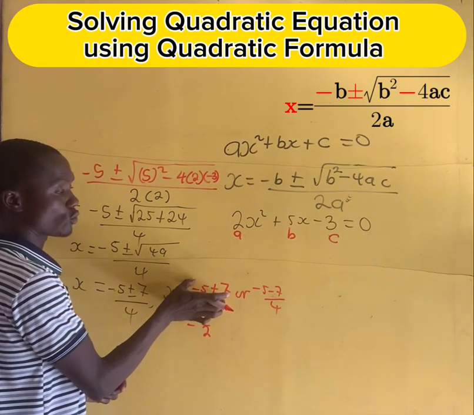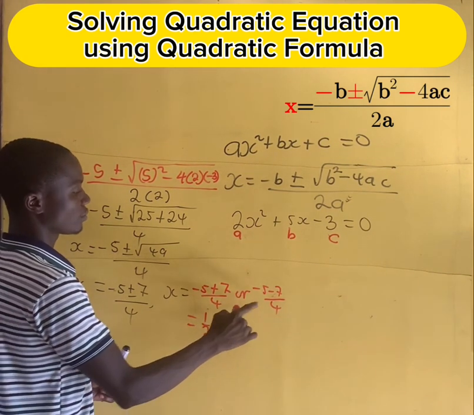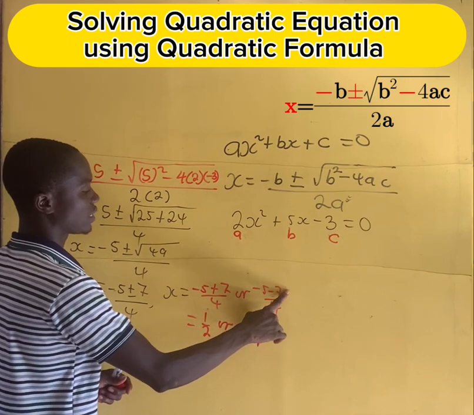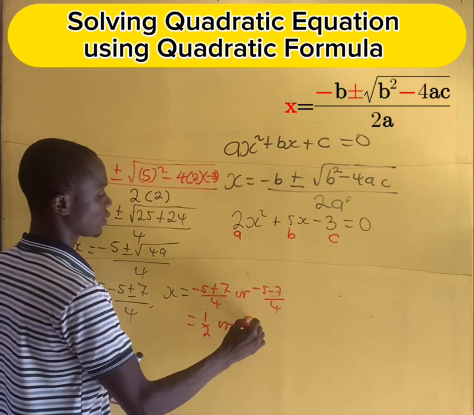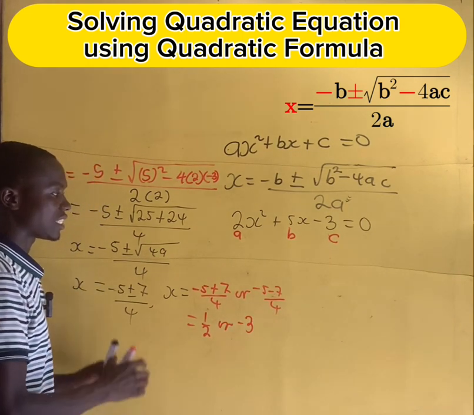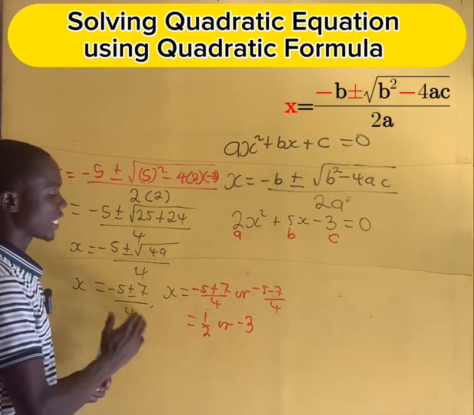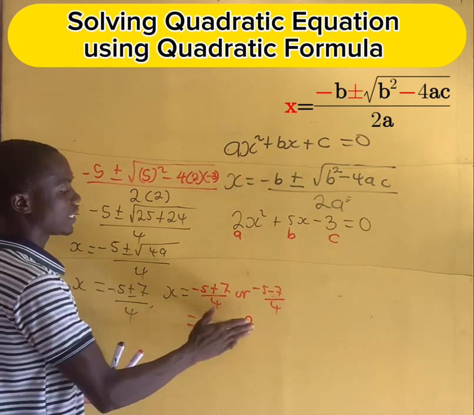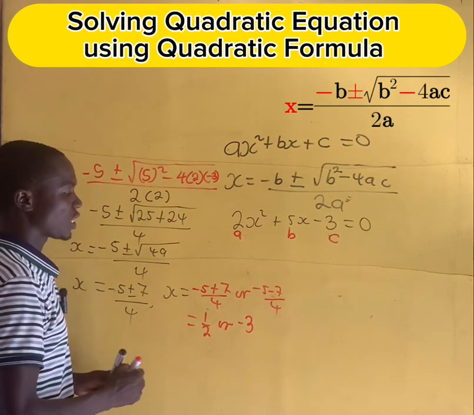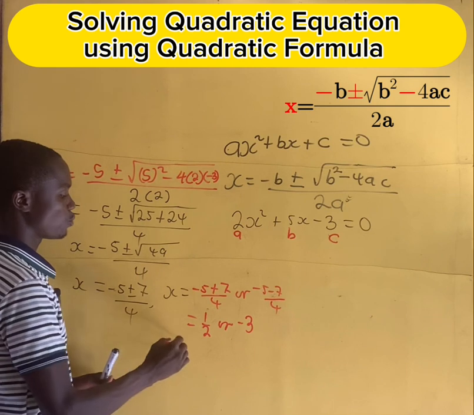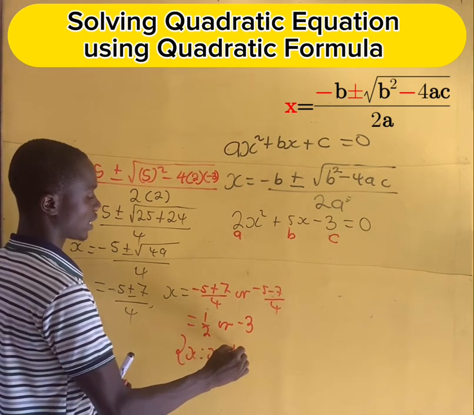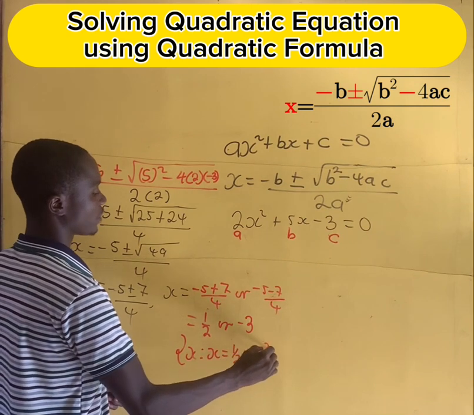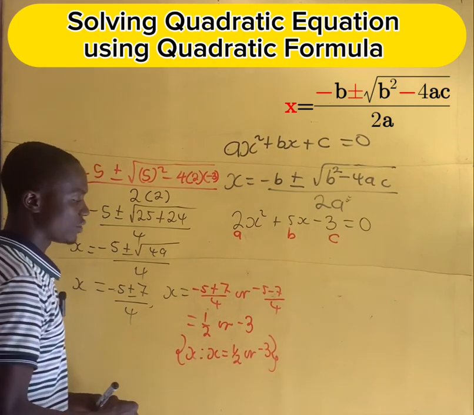You can use your calculator to punch this. Or minus 5 minus 7 is minus 12, divided by 4 gives minus 3. That is very simple. So x equals 1 over 2 or negative 3. If we are to find the truth set, then we say x is such that x equals 1 over 2 or minus 3.